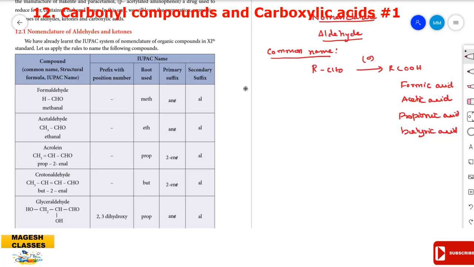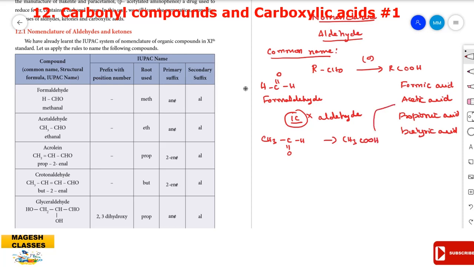The common name of an aldehyde is obtained from its oxidized product. The oxidized product of HCHO, a well-known aldehyde, is formic acid. You know that it is formaldehyde, the common name. How does it come? From the corresponding acid, the suffix IC is removed and aldehyde is added. So it is formaldehyde. The second member is CH3CHO. What is the common name? The oxidized product is CH3COOH, which is acetic acid, and so the aldehyde is acetaldehyde.